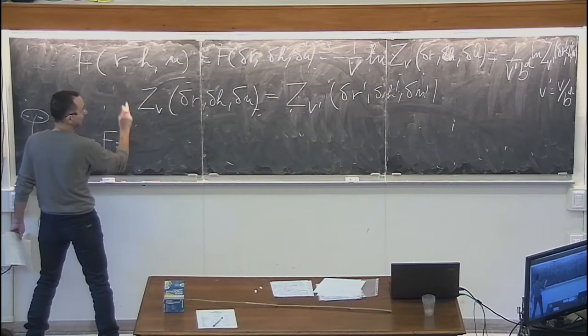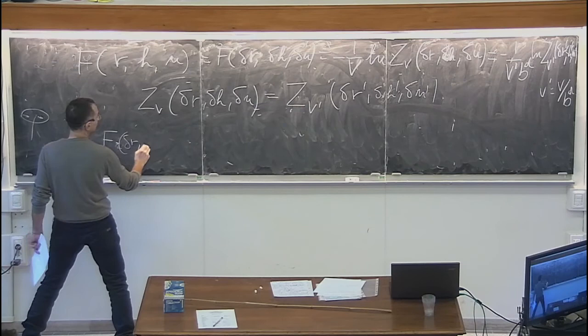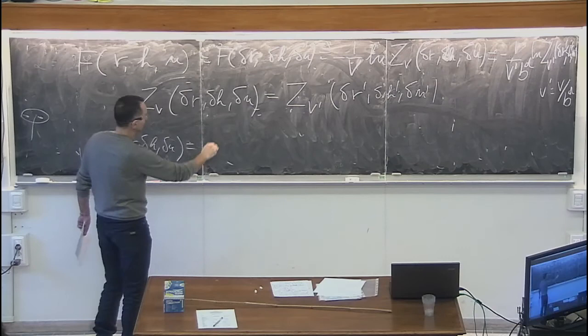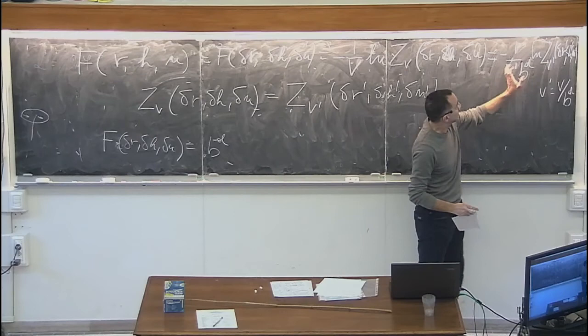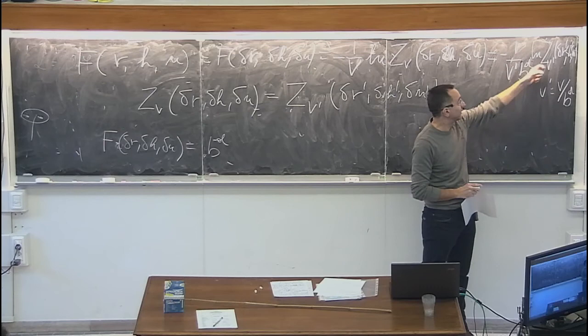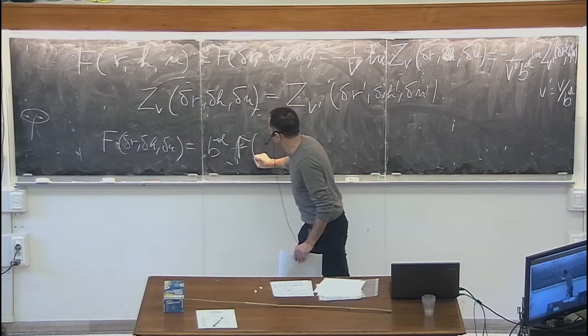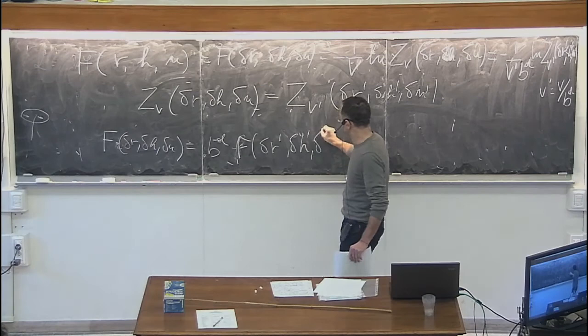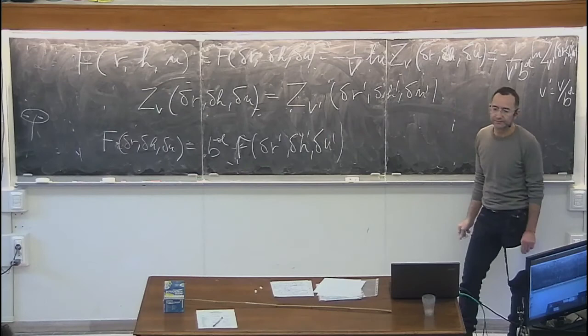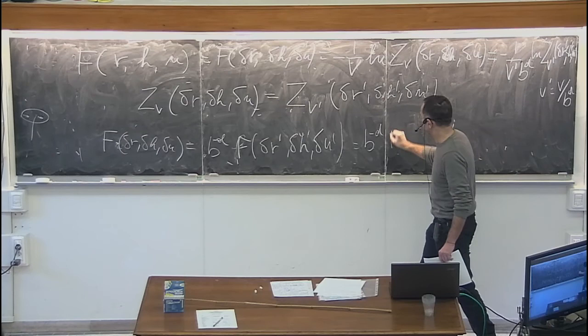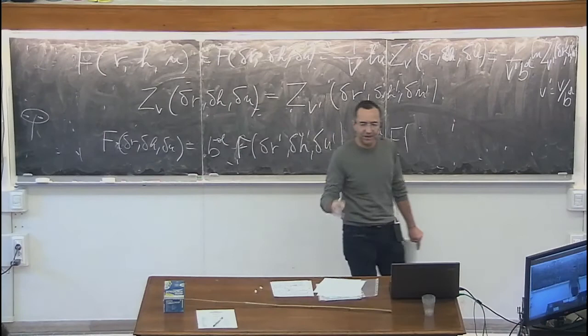Let me conclude. The free energy depends on R, H, and U. And this is equal to B to the minus D times this one. Since we got the same kind of Hamiltonian, this one is the same free energy computed for different values of U, H, and R. So we get the same free energy computed for delta R prime, delta H prime, delta U prime. But now, B to the minus D F, delta R prime is a function of delta R, assuming that the transformation is diagonal. Could be diagonal, but this is just a detail.